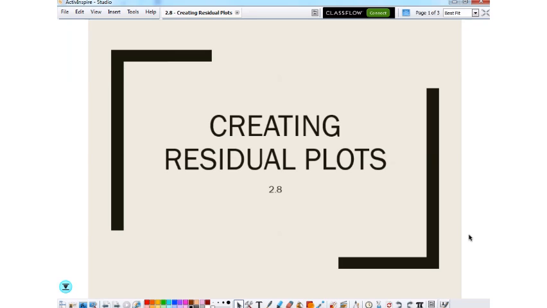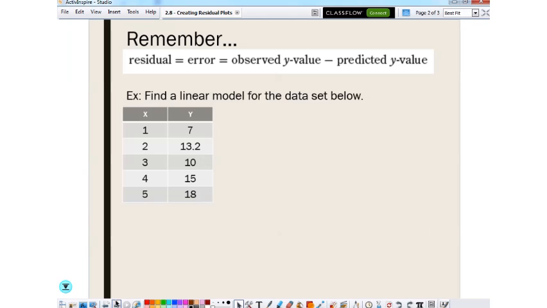Today we're just going to talk about how to create a residual plot. So we're going to go a little further into residuals. Remember that to find a residual, that's your error amount, you take your observed y value, which is from the data, and subtract your predicted y value, which is from the model.